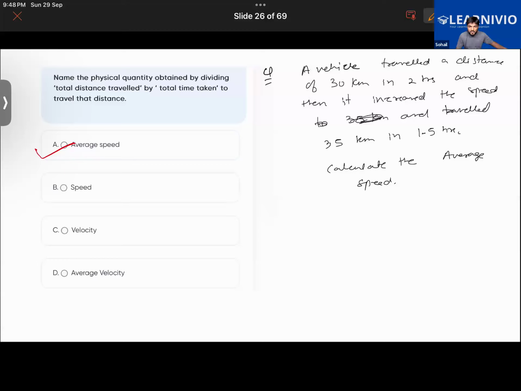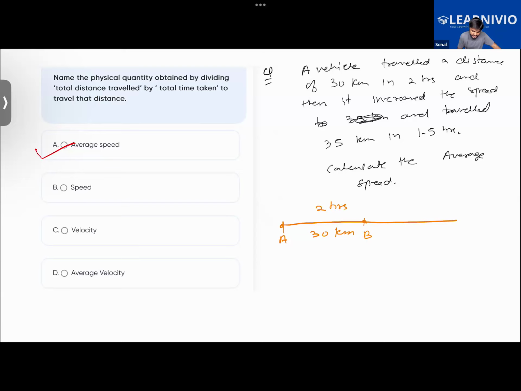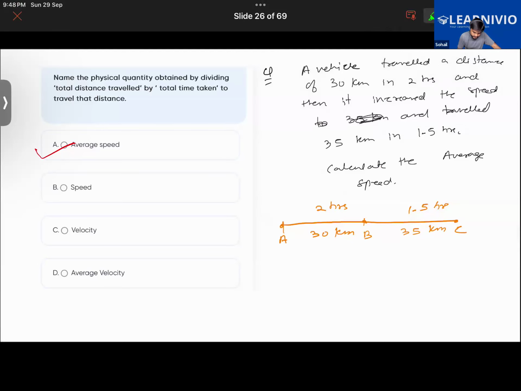Yes, sir. Okay, no? So it was kind of like this. Say that the vehicle in the first part of the journey covered 30 kilometer, let's say from point A to B in 2 hours. Then it increased the speed and covered a distance of 35 kilometer in 1.5 hours. So what was the average speed of the vehicle? That's the question.